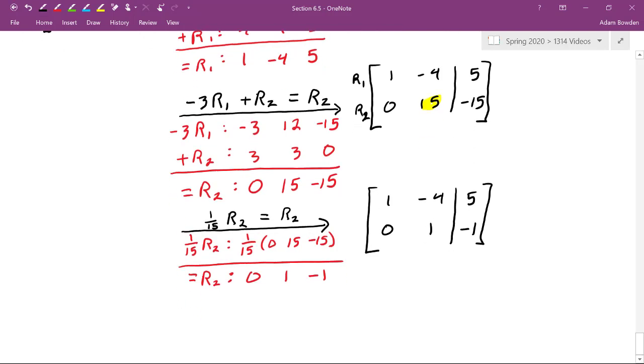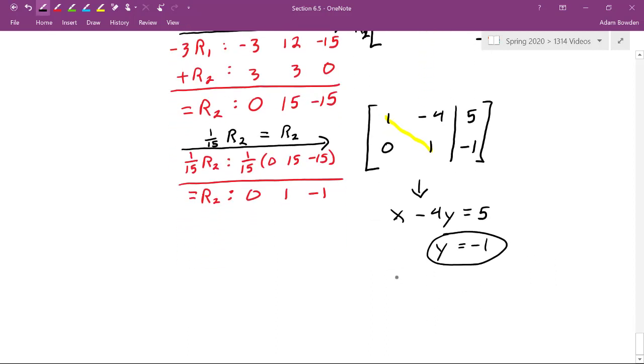And so now once we've got it in row echelon form, with the diagonal ones and so forth, we'll write this back out as a system of equations. So the first equation would go x minus 4y is equal to 5. The second equation would go y equals negative 1. So we've solved for y.